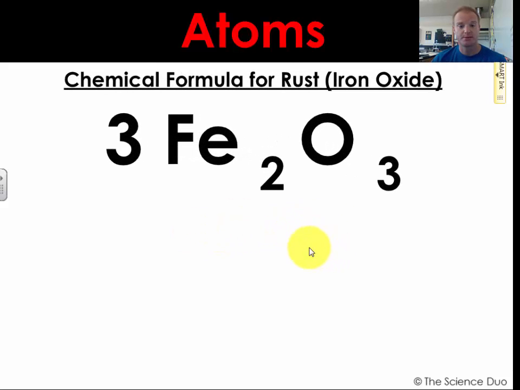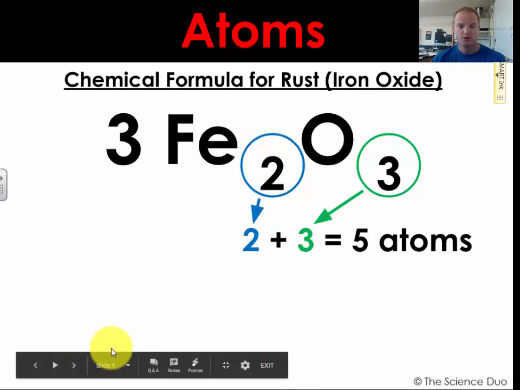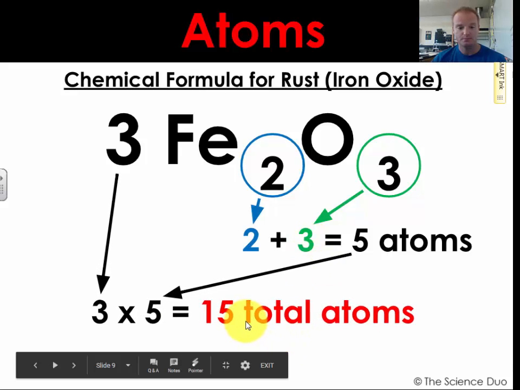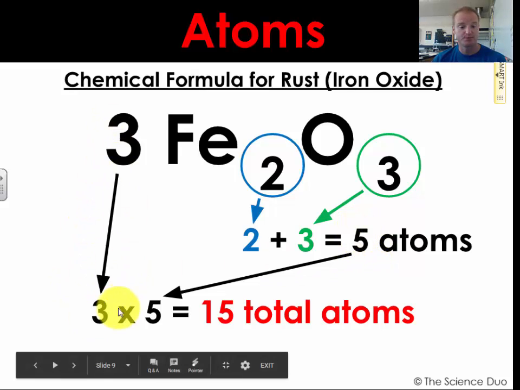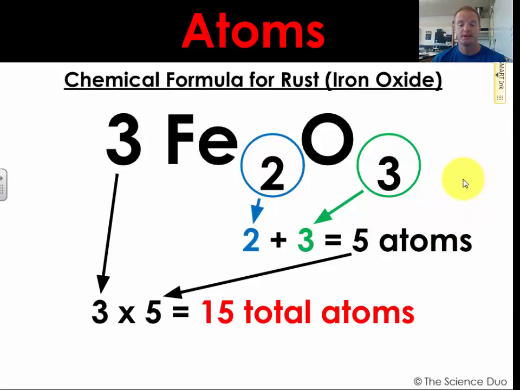Here's a really good example to write down and break down. I have 3 Fe2O3. This tells me I have 2 iron atoms, and this tells me I have 3 oxygen atoms in every molecule. So there are 5 atoms in one molecule. This number out here tells me there are 3 separate molecules. So I multiply my total for 1 molecule by the coefficient: 3 times 5 gives me 15 total atoms in this chemical formula.